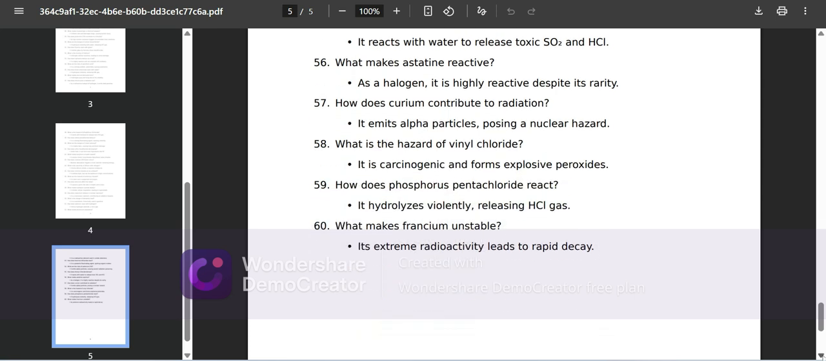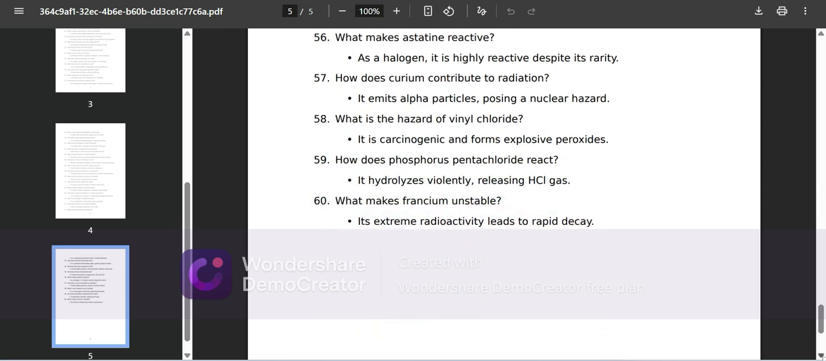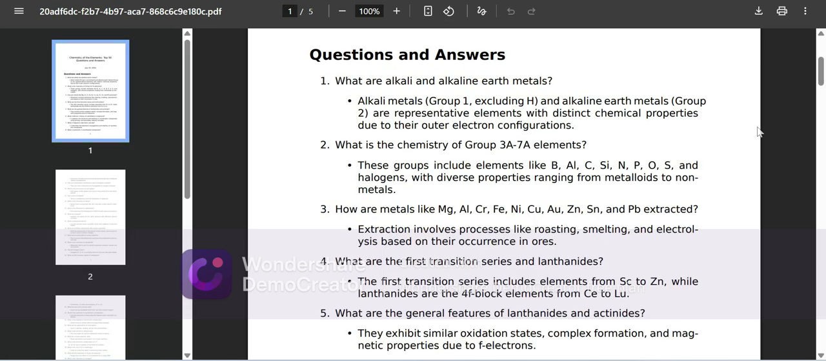What is the hazard of vinyl chloride? It is carcinogenic and forms explosive peroxide. How does phosphorus pentachloride react? It hydrolyzes violently, releasing hydrochloric gas. What makes francium unstable? Its extreme radioactivity leads to rapid decay.